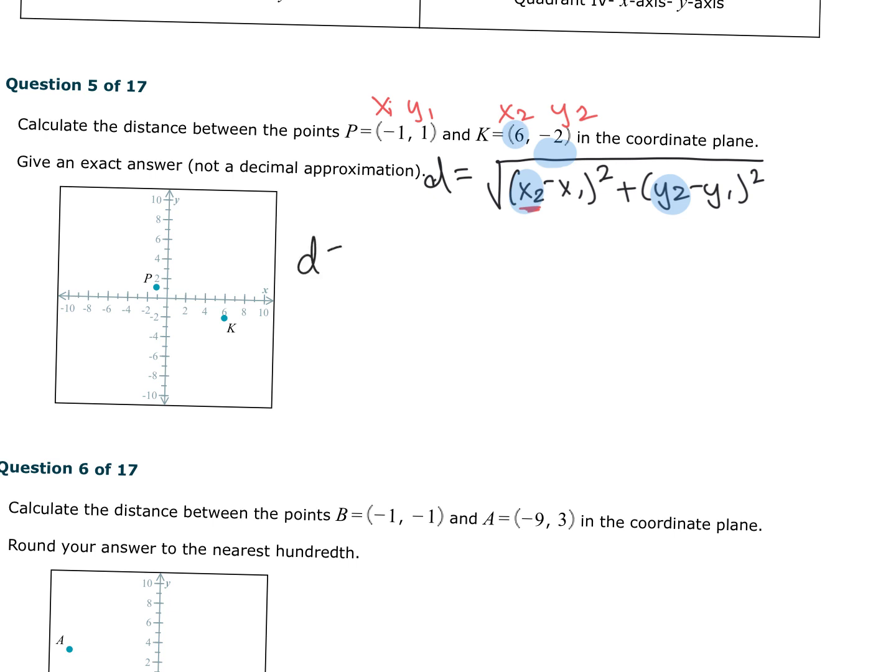So the distance is equal to the square root of, all right, my x2 is 6, my x1 is -1, and I'm going to square that, plus, so I'm just going to write the whole thing out first, y2, which is -2, and then y1, which is 1. This is me just plugging it into the formula. I have to watch my signs because it's really easy to make a mistake on the signs. Are there any questions about what I've done so far before I actually work it out?